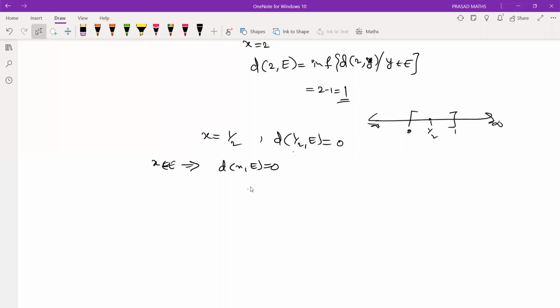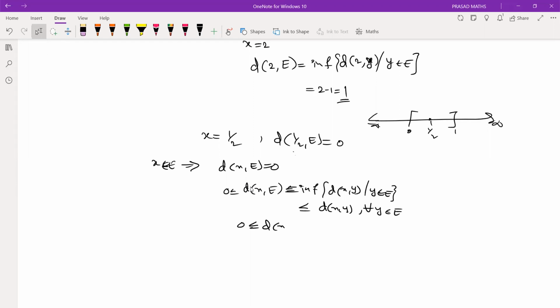Why? Distance is always non-negative. So this is always non-negative, and this is always less than or equal to what is this actually? The infimum of all possible distances from x to y such that y belongs to E. Right? So the infimum is always a lower bound for the set. Therefore, this is always less than or equal to d of x comma y for every y. That means the distance between x and E is always less than or equal to d of x comma y. This is true for every y.